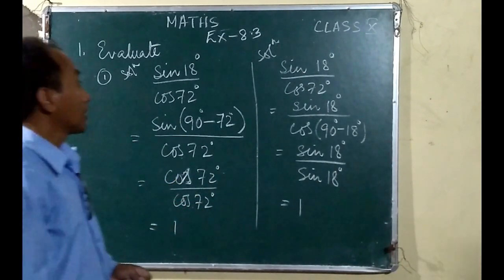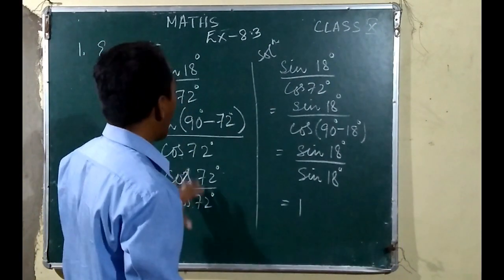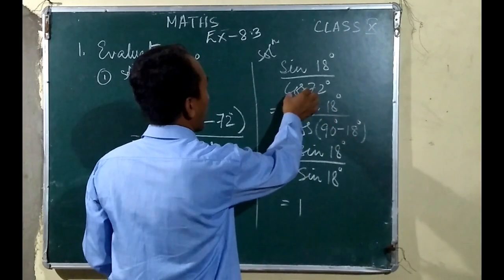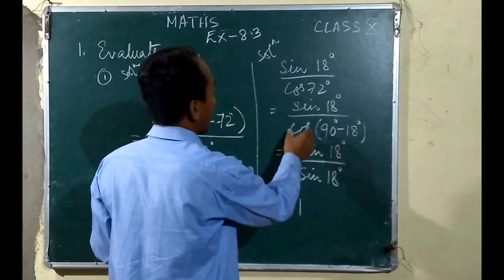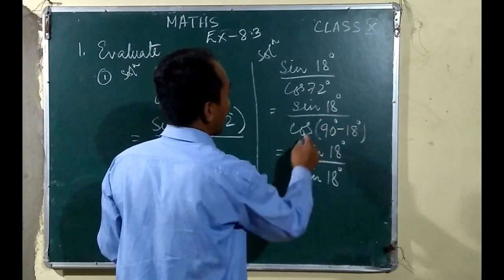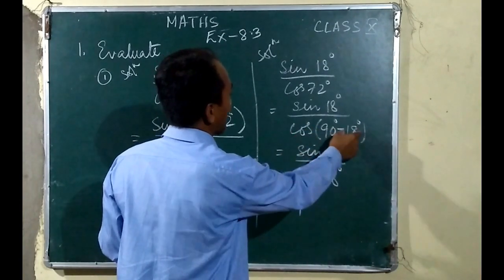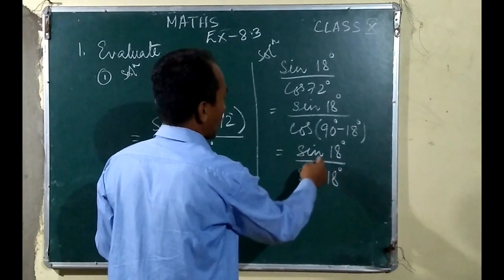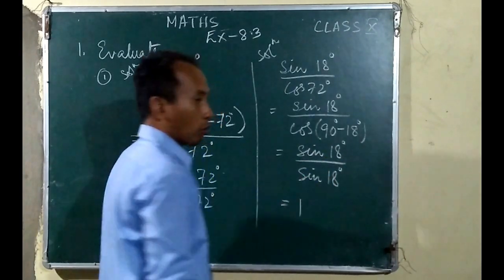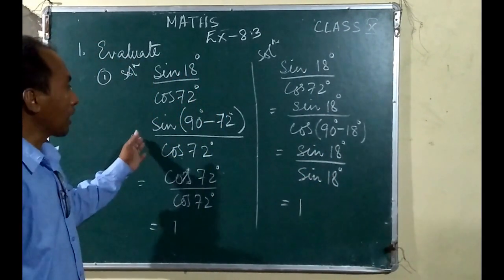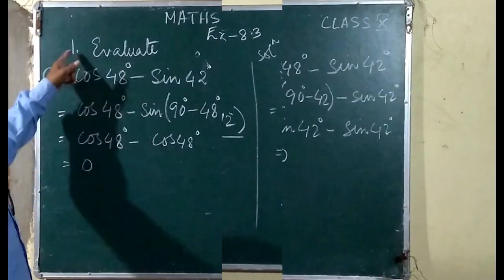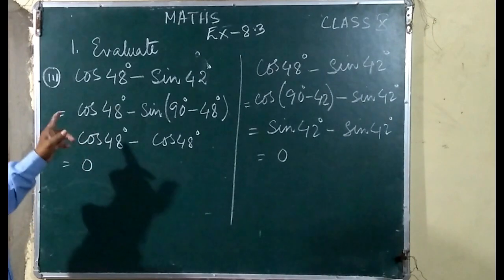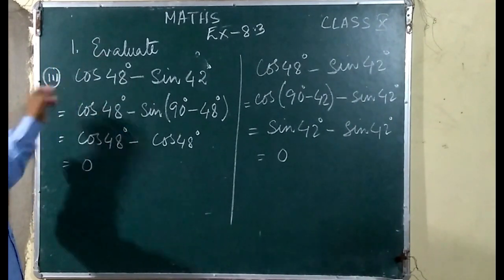Similarly, we can do the same sum in this way. Keeping sine 18 degree fixed, cos 72 degree will be converted into cos 90 degree minus 18. This becomes cos 90 minus angle A. Cos 90 minus angle A is sine A. So sine 18 degree by sine 18 degree is 1. Whether you do it in this way or in this way, it is same. Question number 2 is the same as question number 1. So you can try it now.